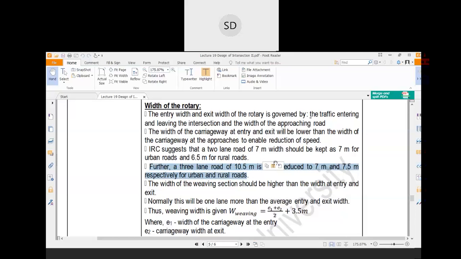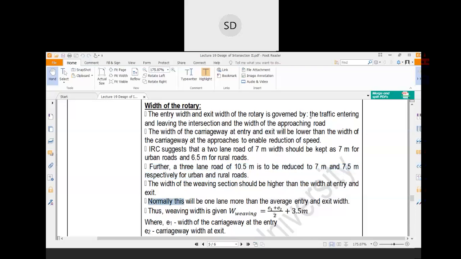So what will happen if you increase by this? If you increase by this, in that case the area of the rotary would be very much high and it would be uneconomical. Now the weaving section width should be higher than the width of the entry and exit. So whatever entry and exit is there, your weaving width would be more than this.